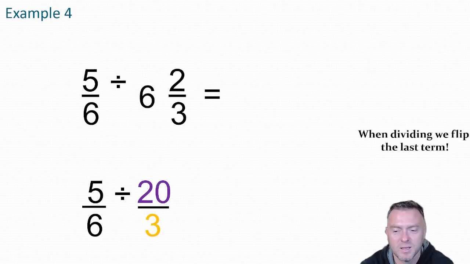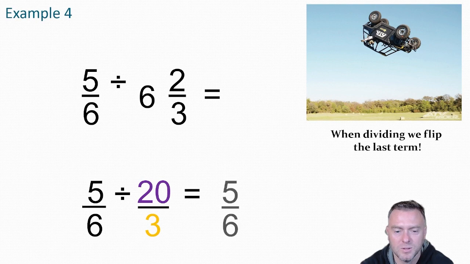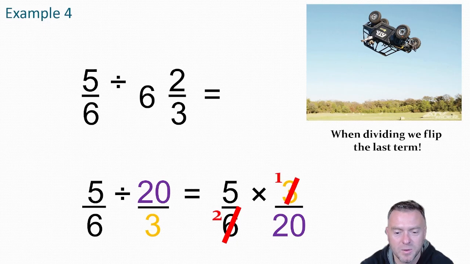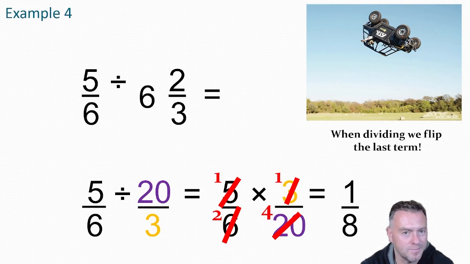So we flip the last term. So then that becomes 56 on 6 times 3 on 20. So that 6 cancels out, and we get 1, and we get a 2. And then 5 goes into 20 4 times, 5 goes into 5 once, and then 1 times 1 is 1, 2 times 4 is 8, and you're done.